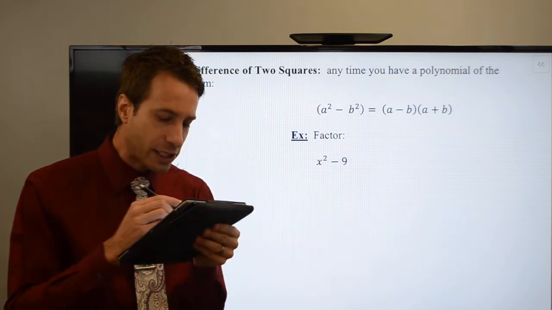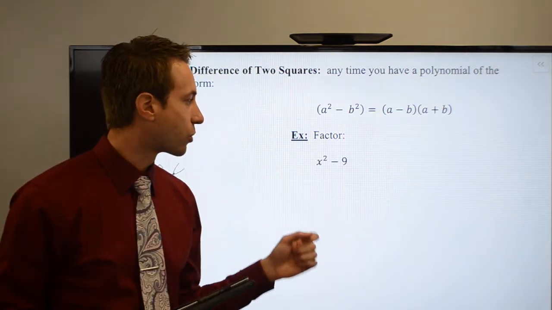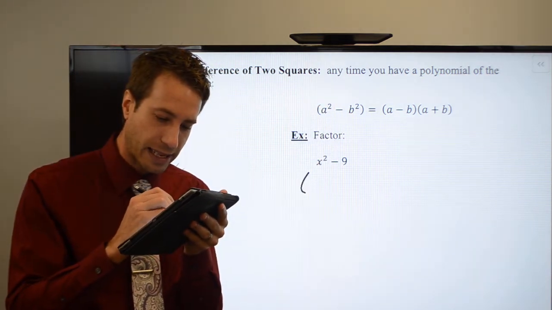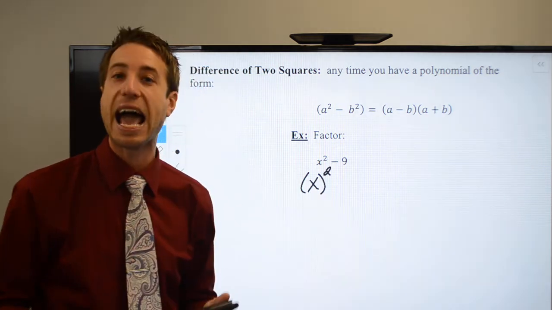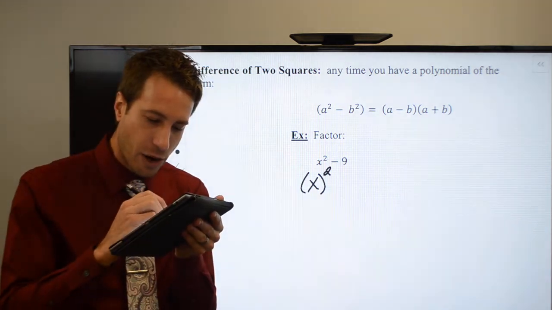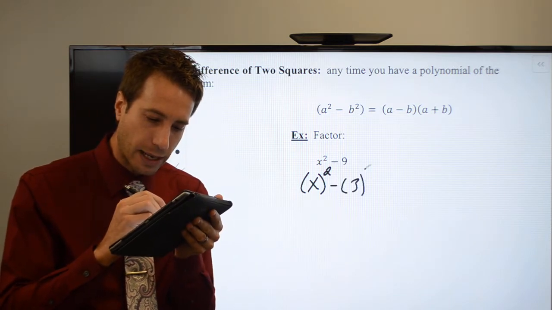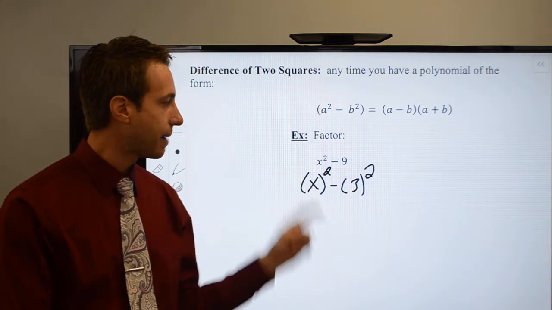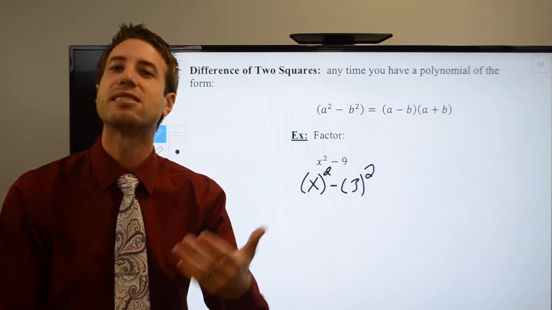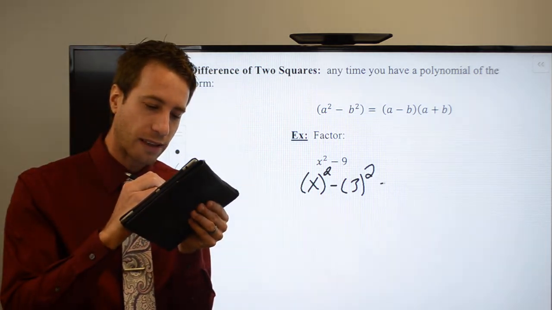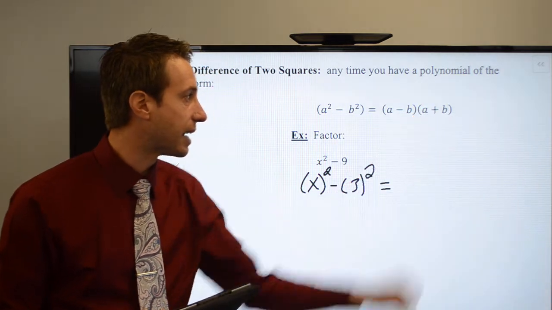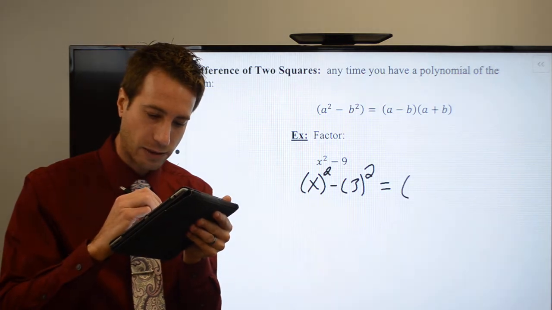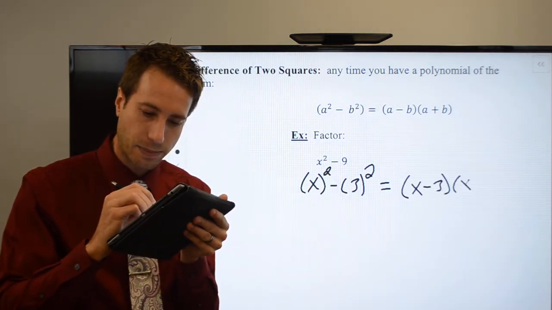So again, what I do is I just check to make sure that the formula works. I want to know what squared gets me an x squared. So remember what we did is we wrote it like this. I know that if I square an x, I would get an x squared. And I know that if I square a 3, that's going to get me my 9. So what I've done is I found my a and my b. So it fits the difference of squares formula, and so I can quickly factor this into an a minus b and an a plus b. So x minus 3 and x plus 3 would be my two factors.